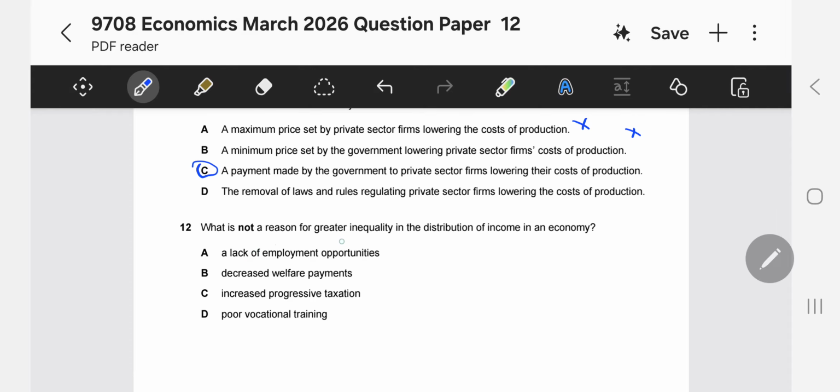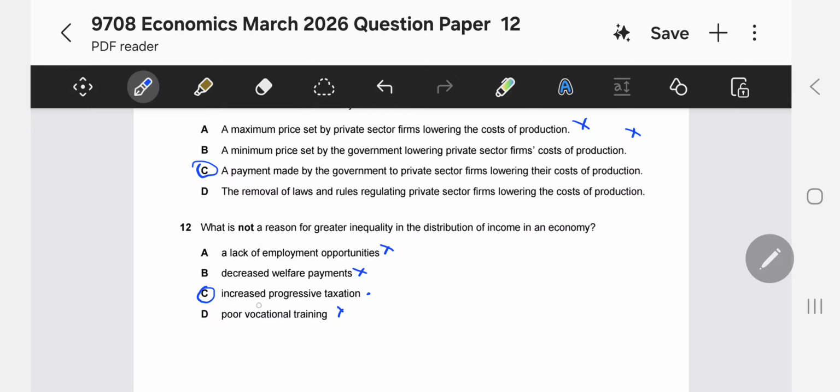What is not a reason for greater inequality in the distribution of income in an economy? If there's a lack of employment opportunities, there's going to be greater inequality, so this one is not true. Decreased welfare payments will cause inequality. Increased progressive taxation is a good one, so let's just put a dot there. Poor vocational training is wrong. So the correct answer is C.